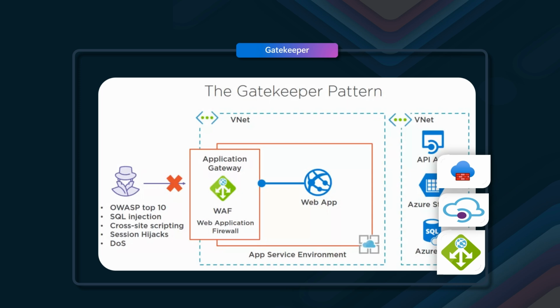In conclusion, the Gatekeeper pattern is a powerful and essential approach to securing web applications. By leveraging an Azure application gateway with WAF, isolated VNets, and a managed app service environment, we can ensure that our applications are protected against a wide range of cyber threats. This pattern not only fortifies our defenses, but also provides a scalable and resilient architecture for delivering secure web services.